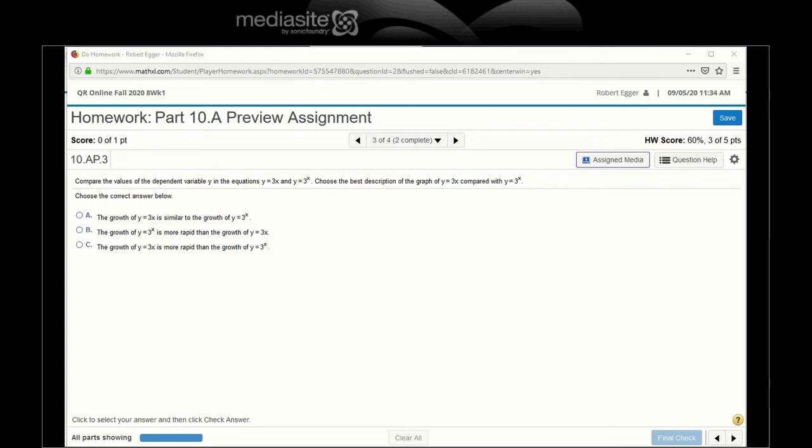I'm going to pause for a second. I had a sneeze. Okay, compare the values of the dependent variables from y equals 3x and y equals 3 to the x. Choose a description of the graph for y equals 3x compared to y equals 3 to the x. Remember, this was like in the tutorial. For y equals 3x, we do something like this. And for y equals 3 to the x, we do something like that.